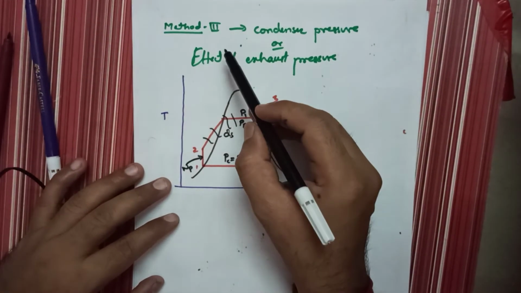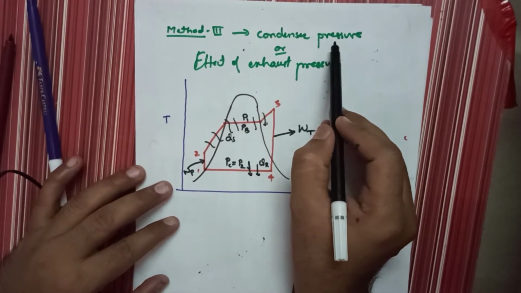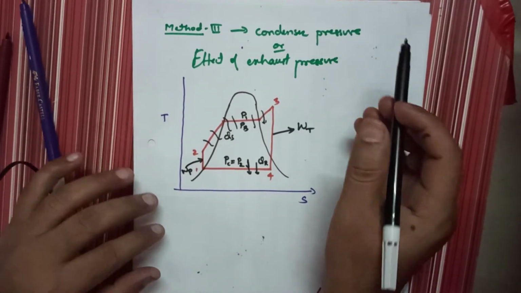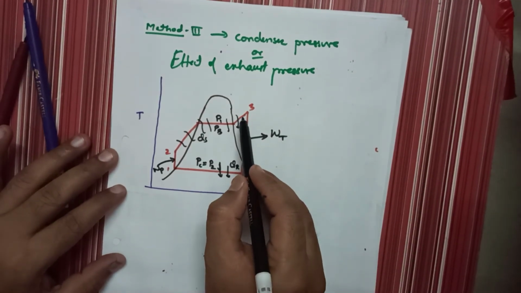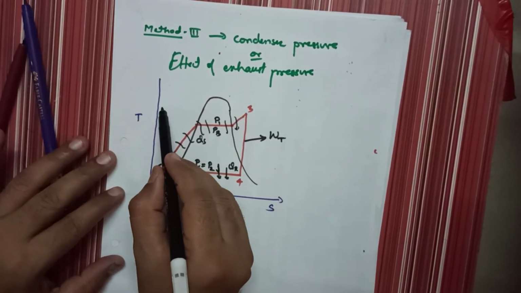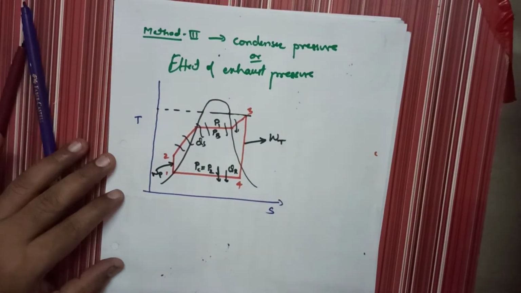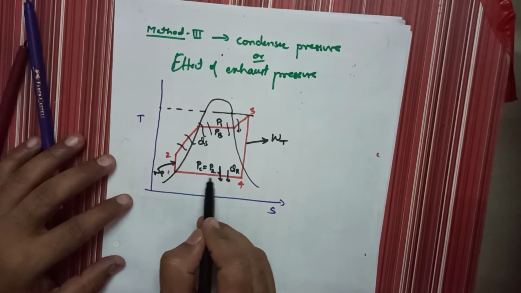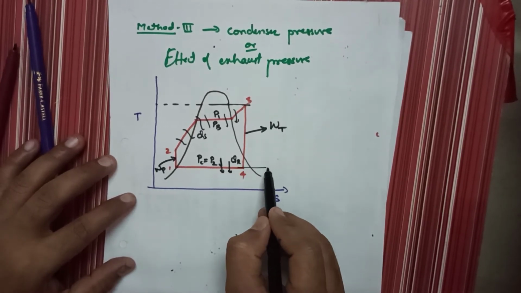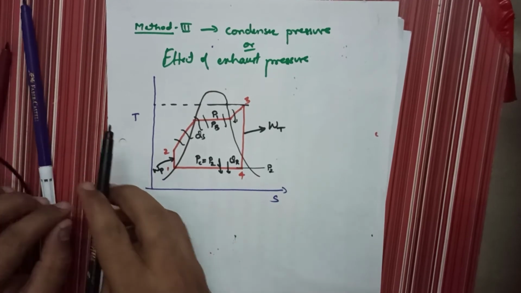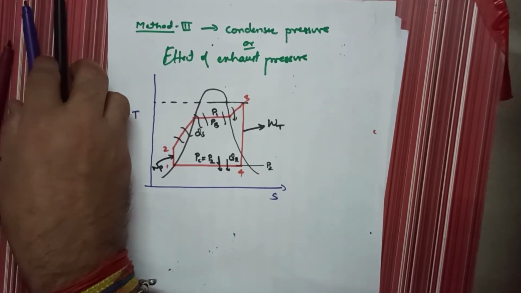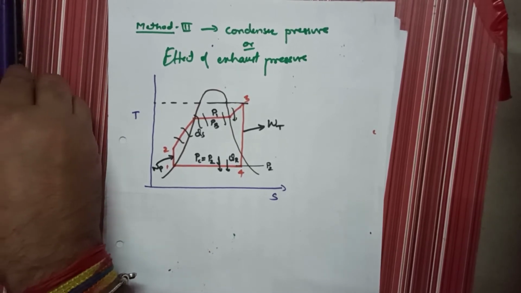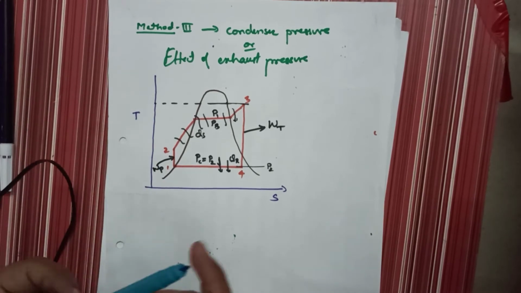Now, in this third method, I am changing only the condenser pressure. You will think whether I have to increase or decrease the condenser pressure. I am not going to change the boiler pressure. I am not going to change the superheated temperature, that is the maximum temperature. Only I am trying to reduce the condenser pressure. This is P2. Now I will decrease the condenser pressure to P2 dash. I will not increase it.